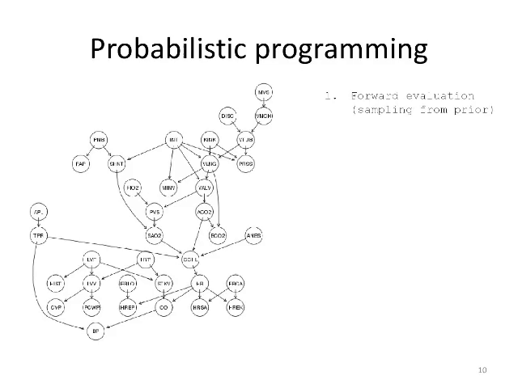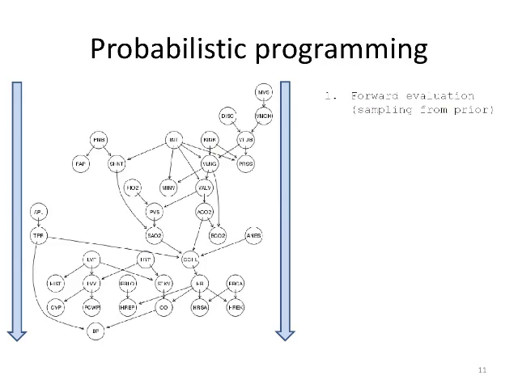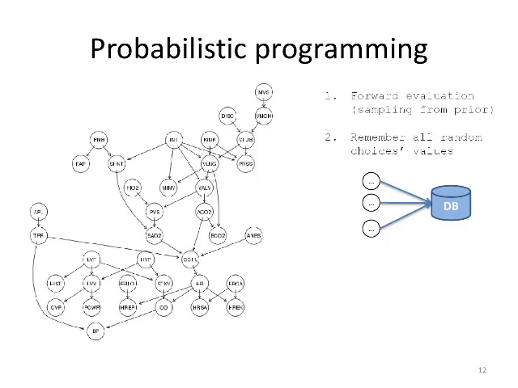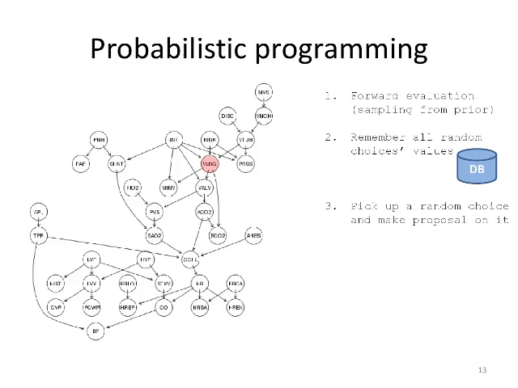So how does it happen? You make first a forward evaluation. So you sample all nodes from the prior. You sample this from the prior, then you sample this from the prior conditioned on this one, and so on. You sample all nodes once, so for each node you receive its value. Then you remember all these random choice values in the database. Then you pick a random choice and make a proposal on it. For example, you can pick it uniformly at random.